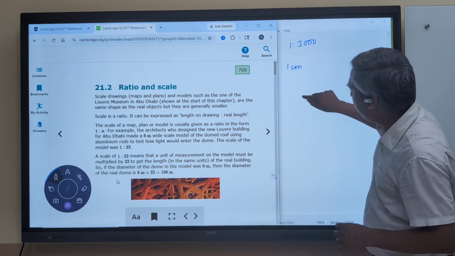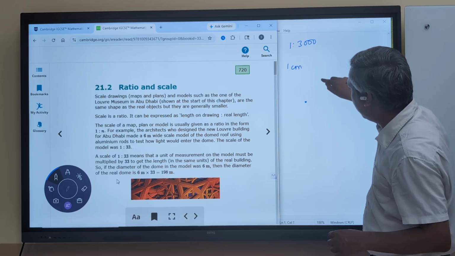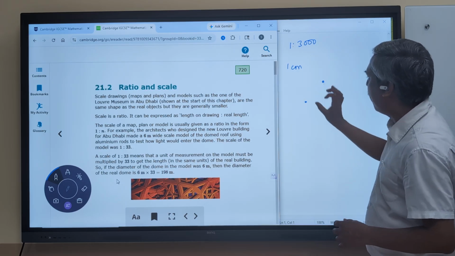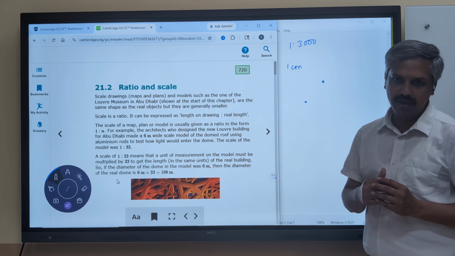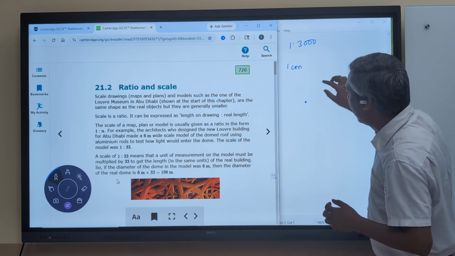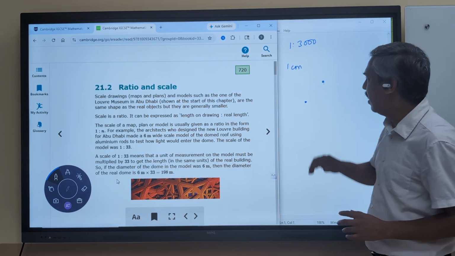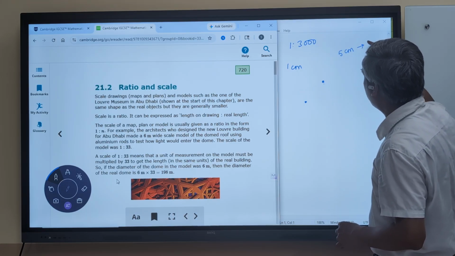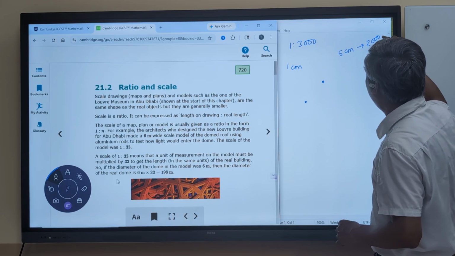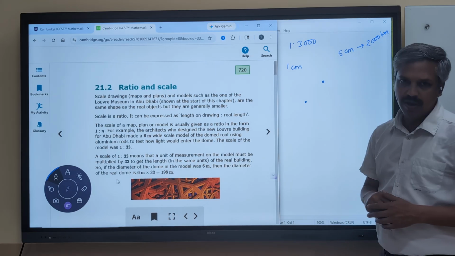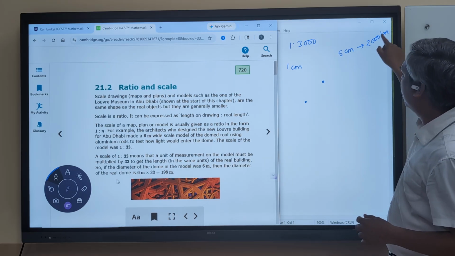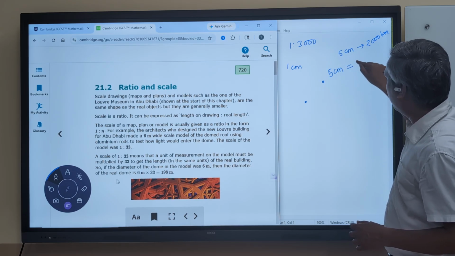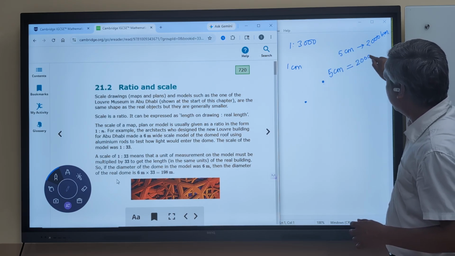So I'm showing on the map that Mumbai is somewhere here and Delhi is somewhere here. The distance between them is approximately 5 centimeters, and the distance between Mumbai and Delhi is approximately 2000 kilometers. So 5 centimeters is showing 2000 kilometers. What we'll do is convert this kilometer into centimeter first. So we'll write 5 centimeters is equal to 2000.